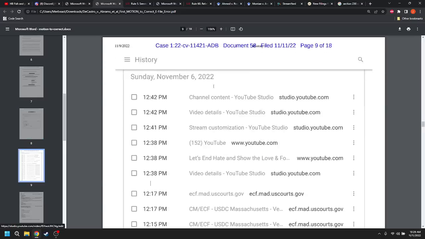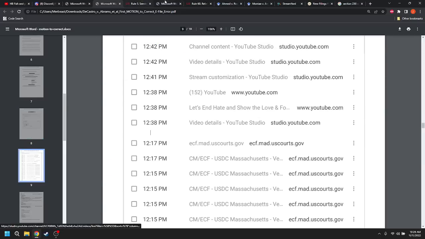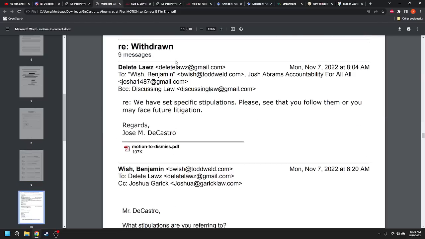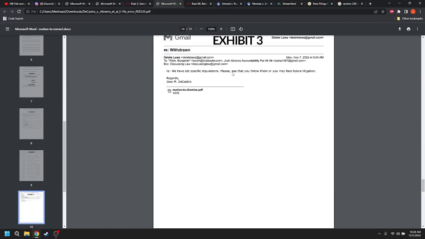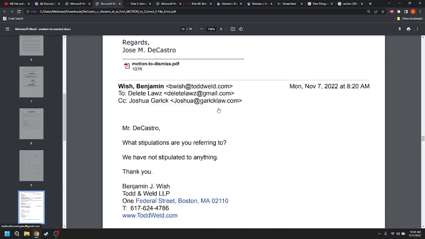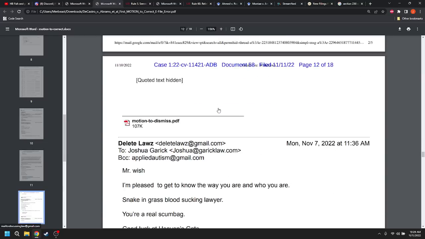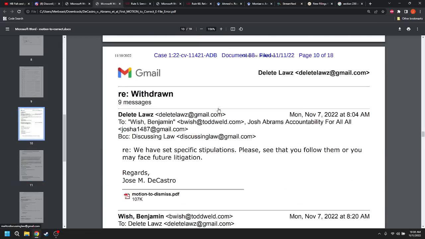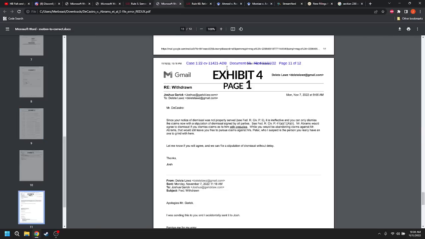I guess he hadn't marked Exhibit 2. So he marked this one Exhibit 2, okay. And Exhibit 3 is his email to Josh Abrams, not Josh Garrick, and Benjamin Wish. And then Exhibit 4 is starting off with okay, so this is a new Josh Garrick one.